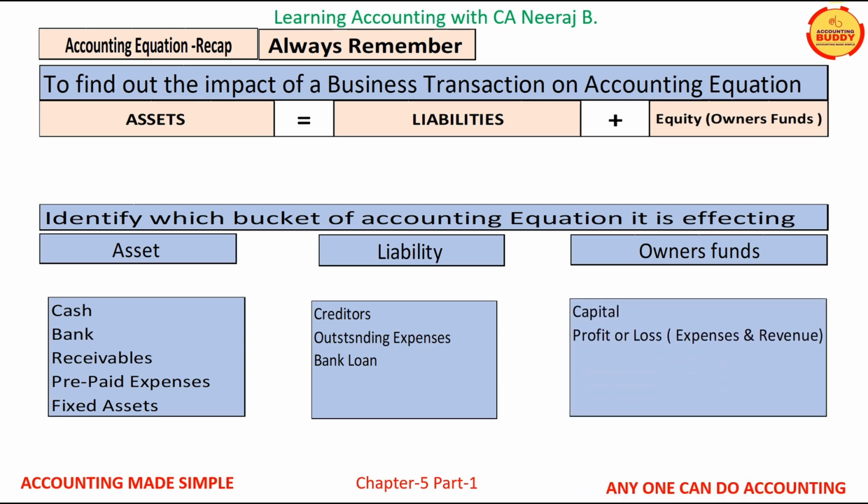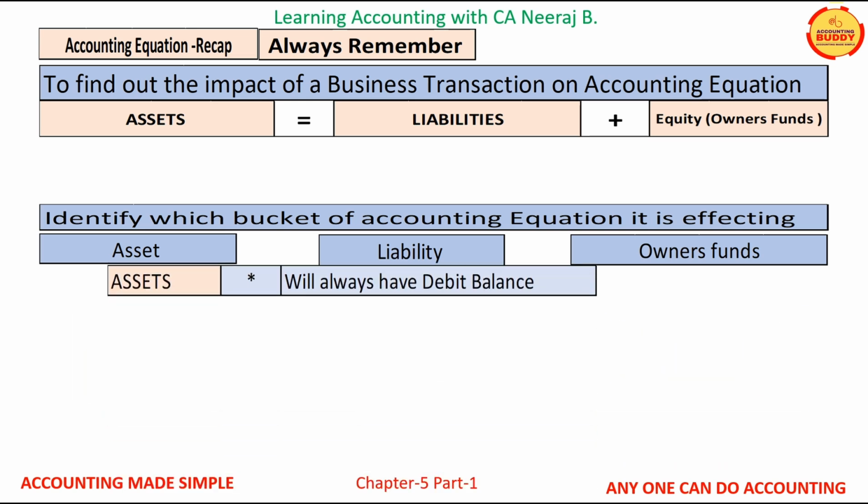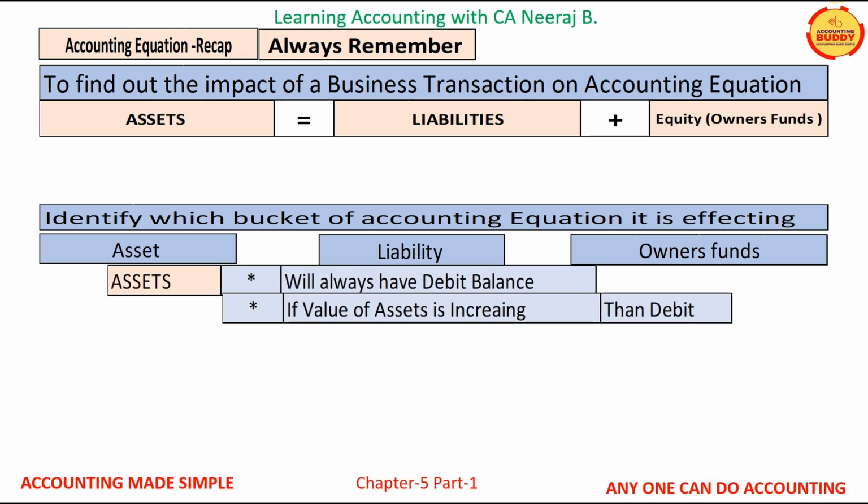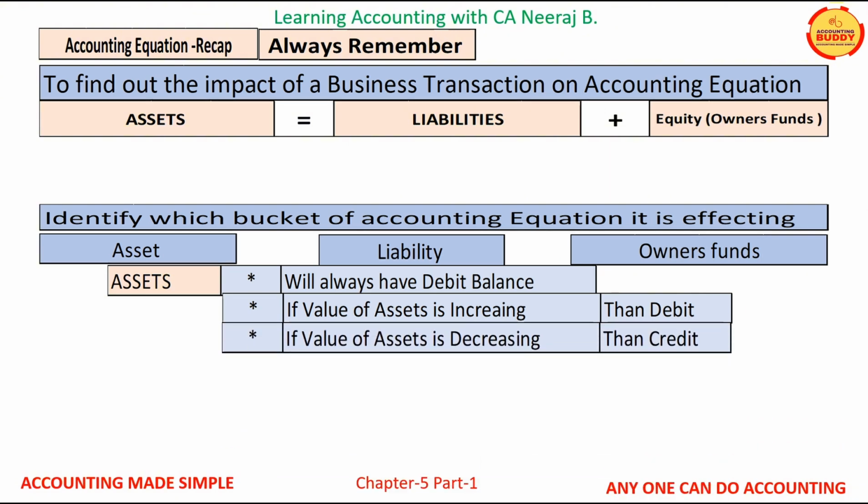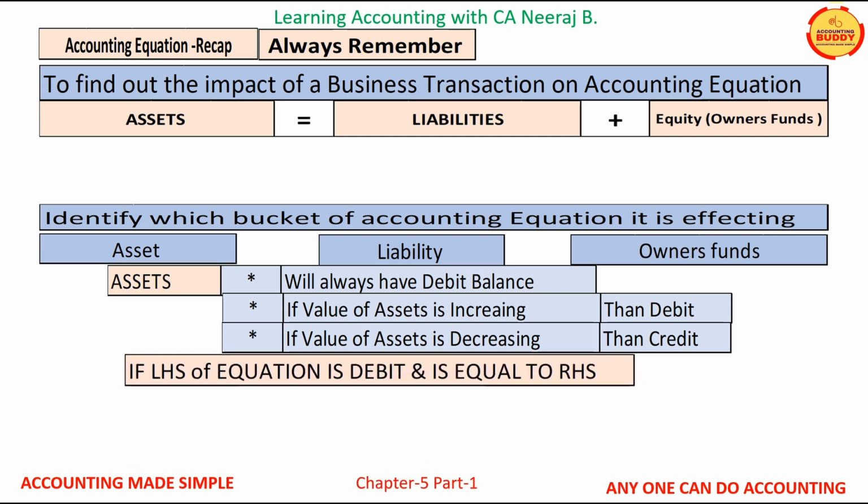Owner's funds include capital contribution and profit earned or loss incurred by the business. Also remember, assets always have a debit balance. If the value of an asset is increasing, debit them, and if the value of the asset is decreasing, then credit them.